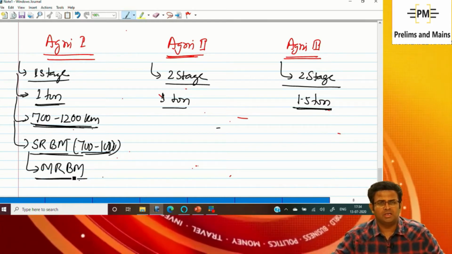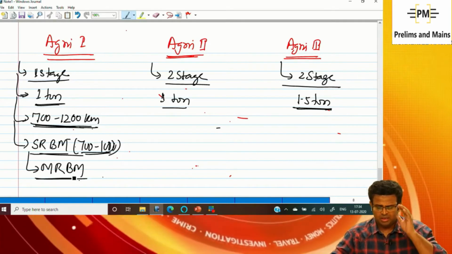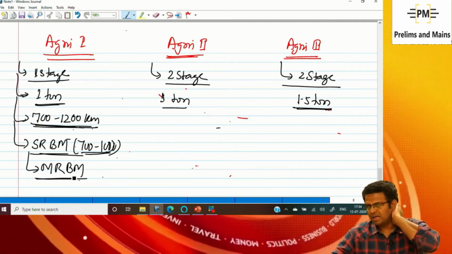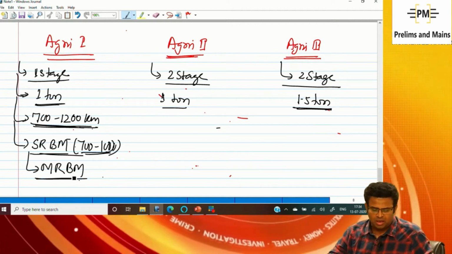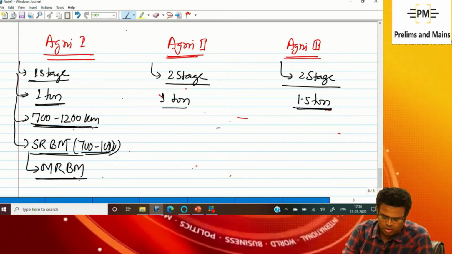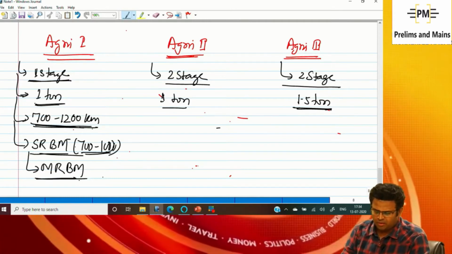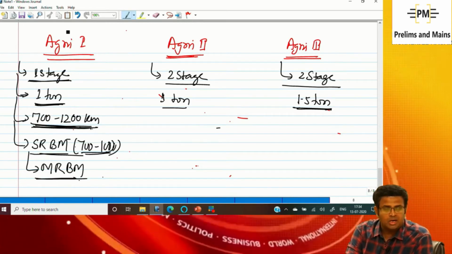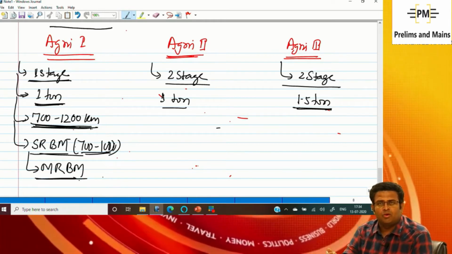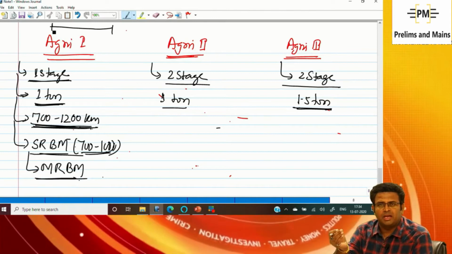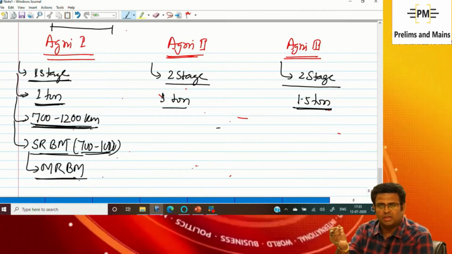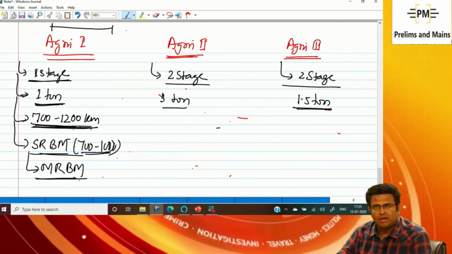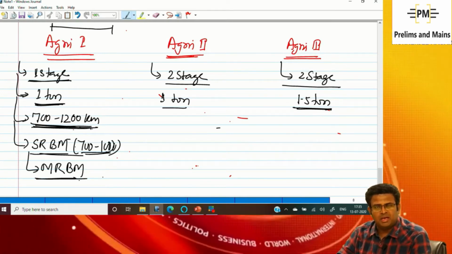So this is about the Agni 1. It is clear. Now another is coming, Agni 2, and it carries 1 ton, and the range is 700 to 1200. What is the meaning of range 700 to 1200? If I am carrying 1 ton, then I can go for 700 kilometer; if I decrease the payload a little bit, then I can go for 900 kilometer. If I decrease it a little further, I can go up to 1100, and further decreasing the payload, up to 1200. It means it is an SRBM as well as MRBM.